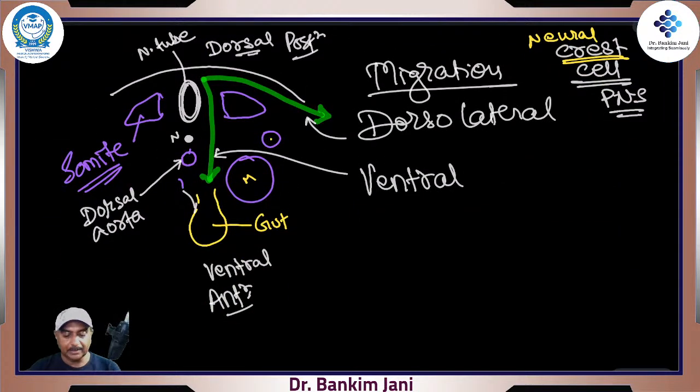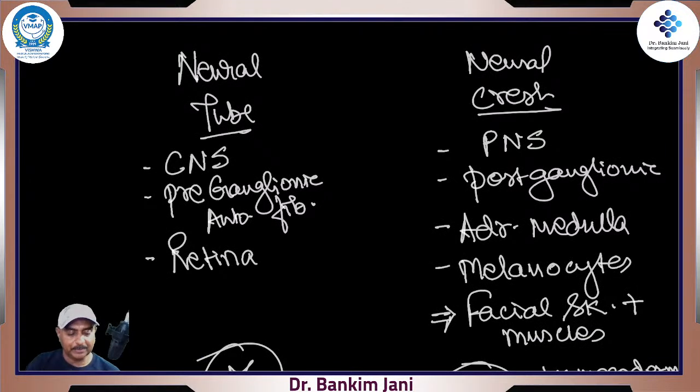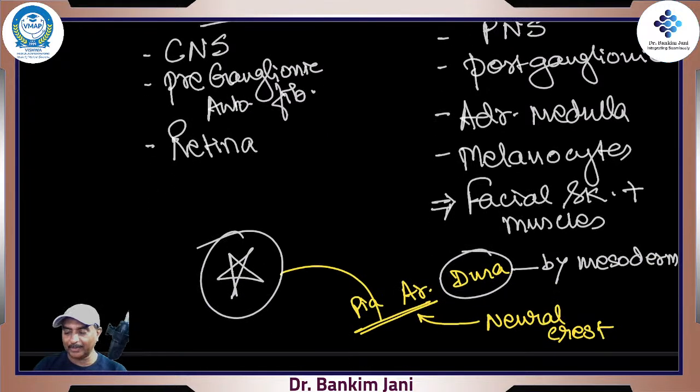So here it is to show the migration of neural crest cells, which go into the dorsolateral aspect and into the ventral aspect. That is where it will be forming various structures. Right? Neural tube, CNS, preganglionic, and the retina. Neural crest, PNS, postganglionic fibers, adrenal medulla, melanocytes, and the facial skeletal plus muscles. I'm talking about this again and again so that you remember that it is from the neural crest, because formation of the entire face with all the pharyngeal arches, that is a beautiful topic.